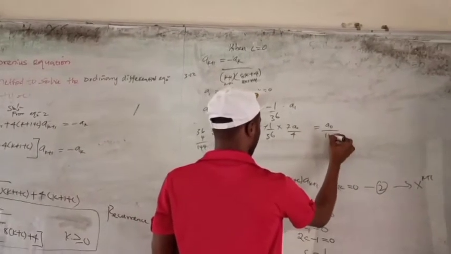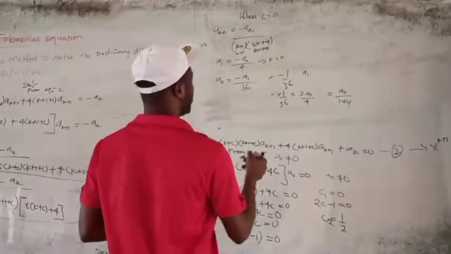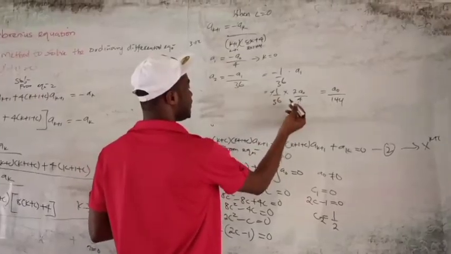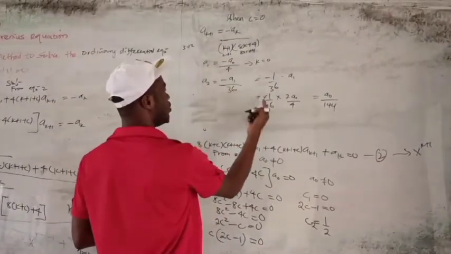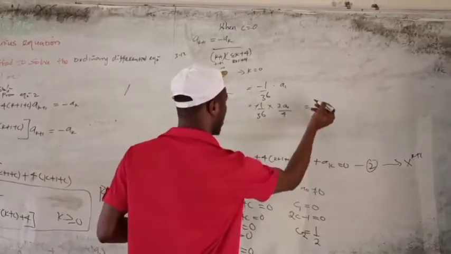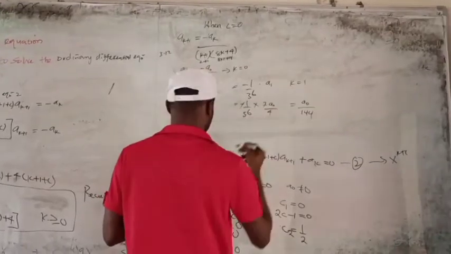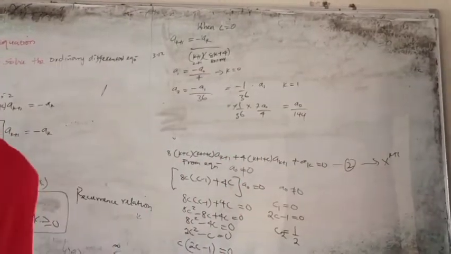So I have 1 over 144. Okay, so as I said earlier, just impute the value of your a1 into here, and of course multiply, you have this. So this is when k is equal to 1. Let's do one more.